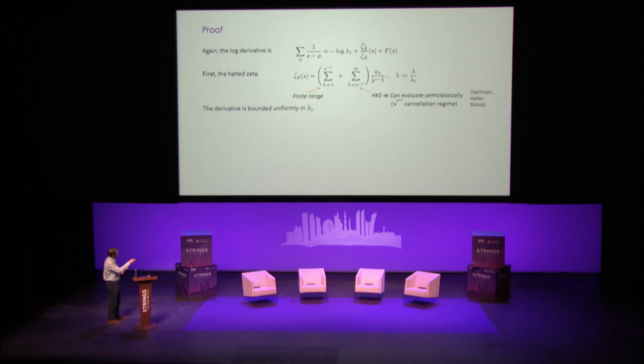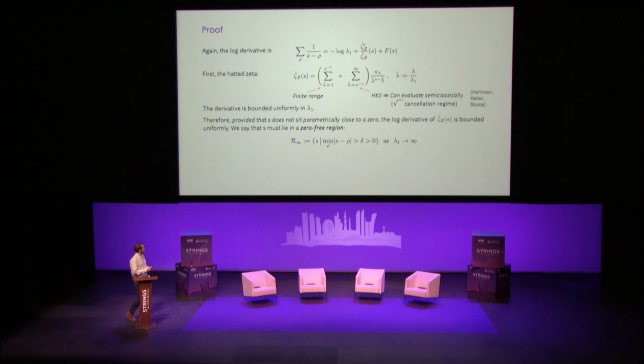So HKS is entering here by telling us that the semi-classical tail that extends all the way down to some finite dimension actually cuts off any possible divergence. So in other words, we can evaluate this piece semi-classically in the so-called square root cancellation regime. You get something finite. And this is just some finite sum. Remember, epsilon is just this finite fixed constant. So the derivative, which just adds a log lambda into here, is bounded uniformly in lambda 1.